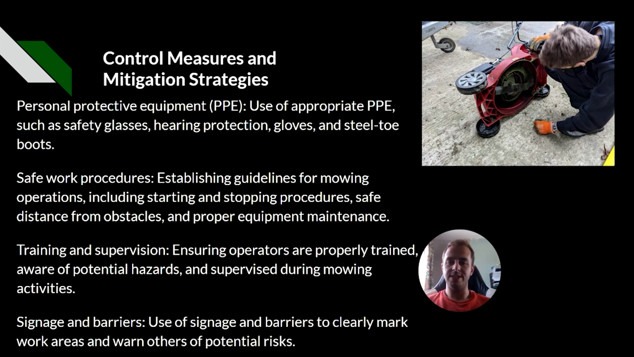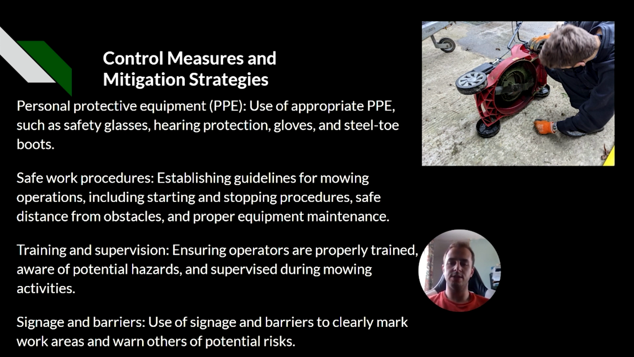Control measures and mitigation strategies. PPE, a big one, the use of personal protective equipment such as safety glasses, hearing protection, gloves, and steel toe cap boots. As we can see here on the right, we've got Harvey. He's got his gloves on, got his boots on. He's just checking the blade under that machine. It's got the spark plug out as well, so he's aware of those sort of things. But all things that need to be in the risk assessment because they're part of the practice.